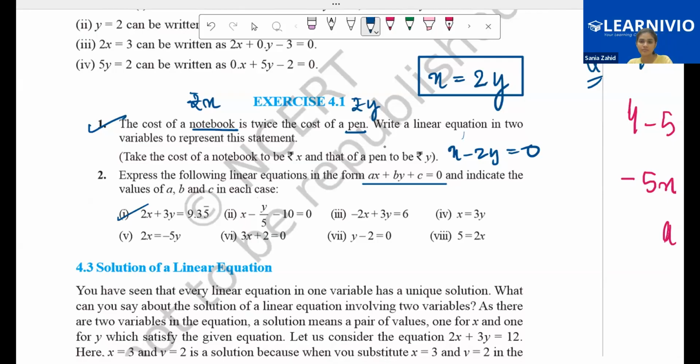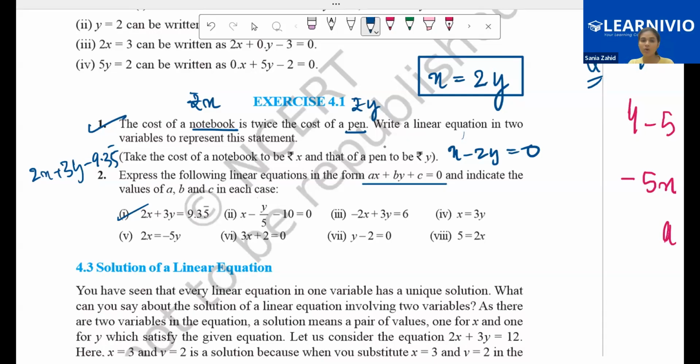2x plus 3y equals 9.35. So you have to represent it in the general formula. The 9.35 will go to the other side, so it becomes minus. So a is equal to 2, b is equal to 3, and c is equal to minus 9.35. Exactly, your answer becomes 2x plus 3y minus 9.35. A is 2, B is plus 3, and C is minus 9.35. Right? Hafsa, do you also understand?